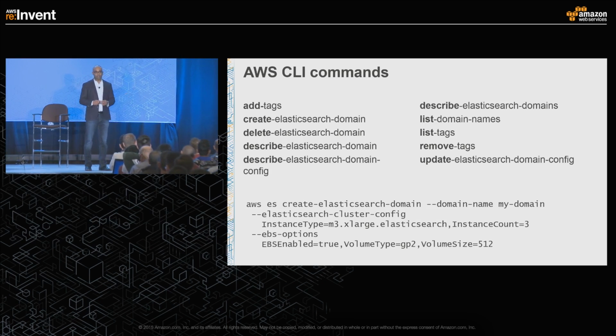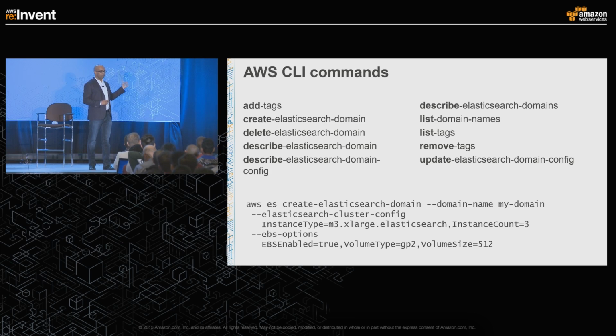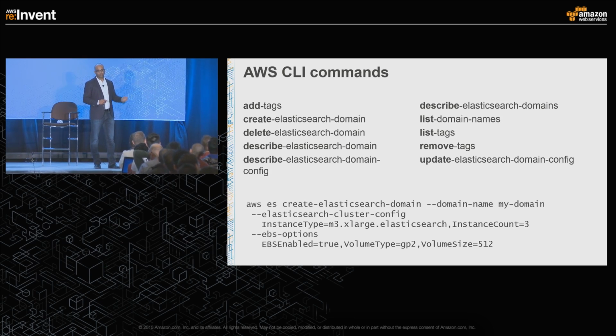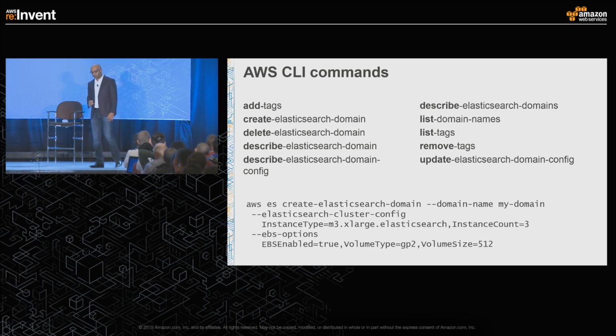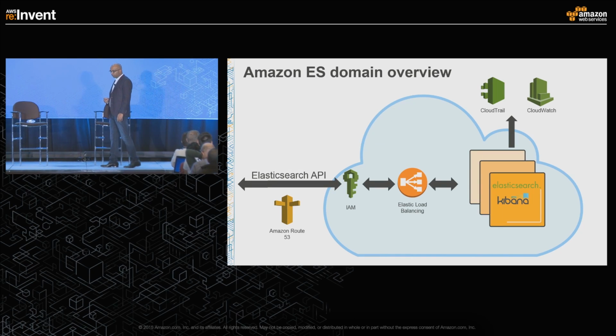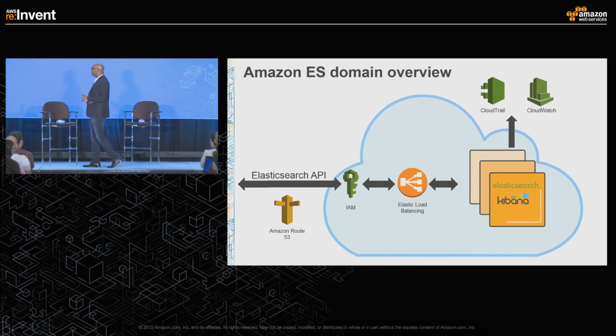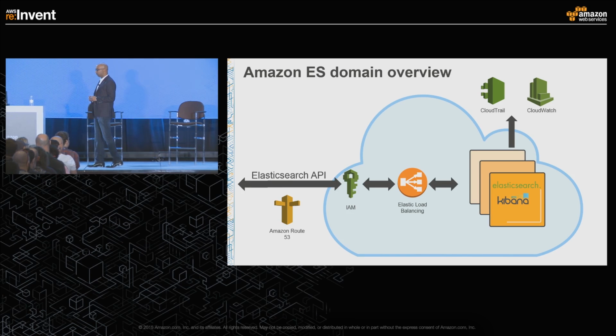With that one call, you can create a domain that has 3 M3 extra large data nodes with EBS as the storage option. So that's what the example is about. So I kept talking about domain. So let me explain what a domain is real quick.